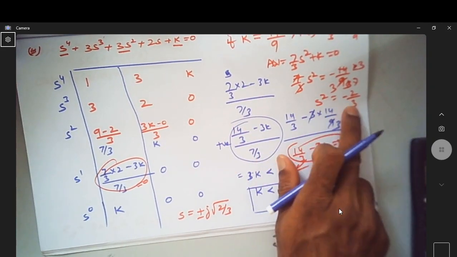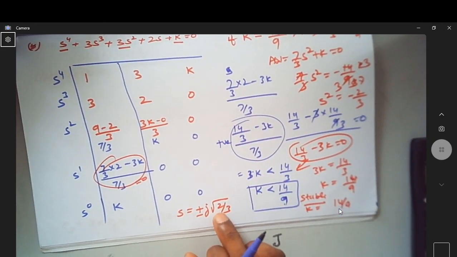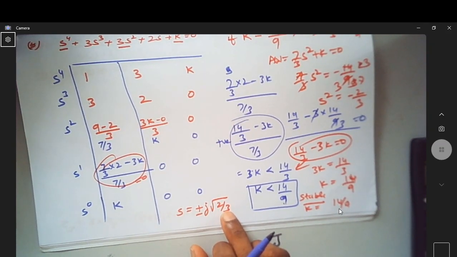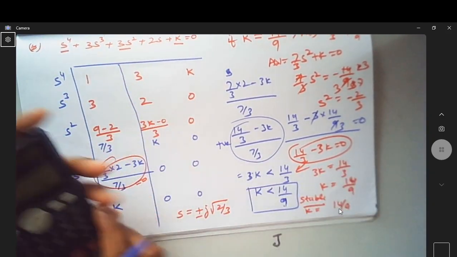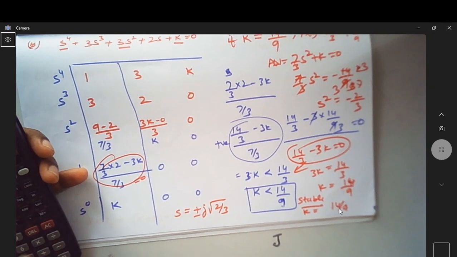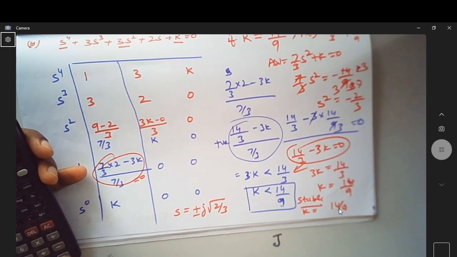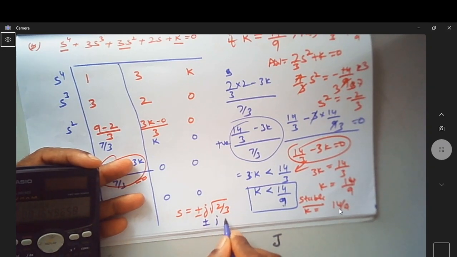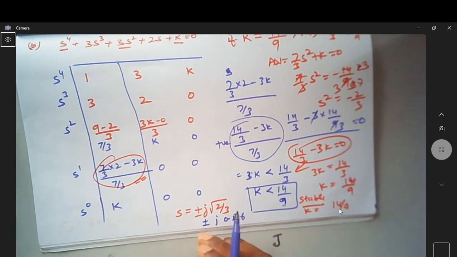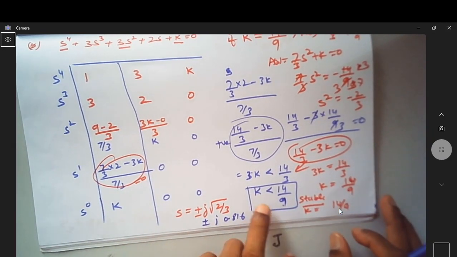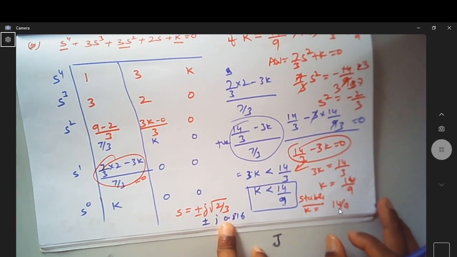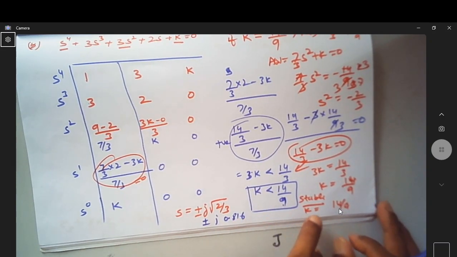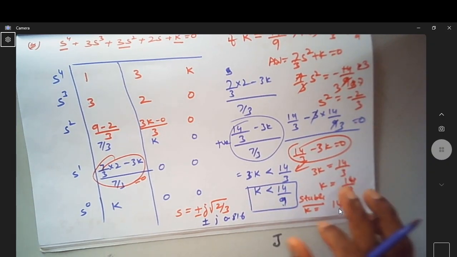The roots are plus or minus j root 2 by 3. So what is this root 2 by 3 you have? Now this is actually under root of 2 by 3, which is plus or minus j 0.816. So the system will be stable if the value of k is less than 14 by 9. If it is equal to 14 by 9, it is oscillatory at a frequency of 0.816 radian per second. If it is more than 14 by 9, then the system is unstable.